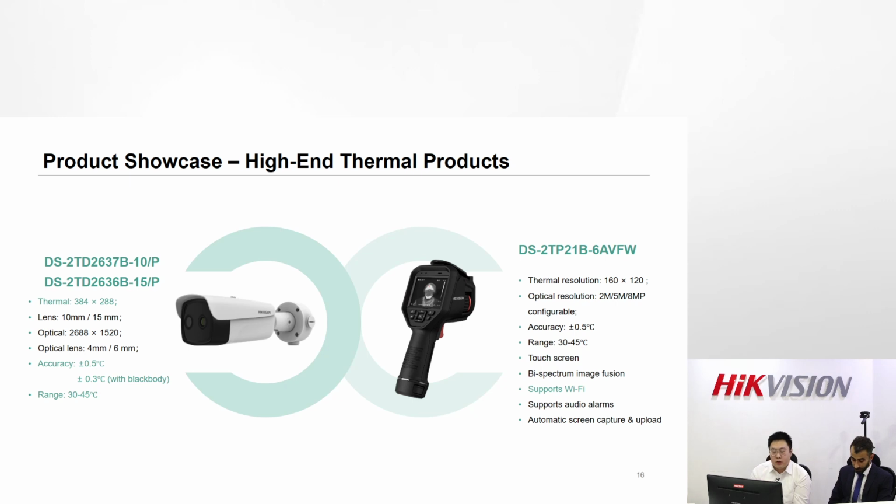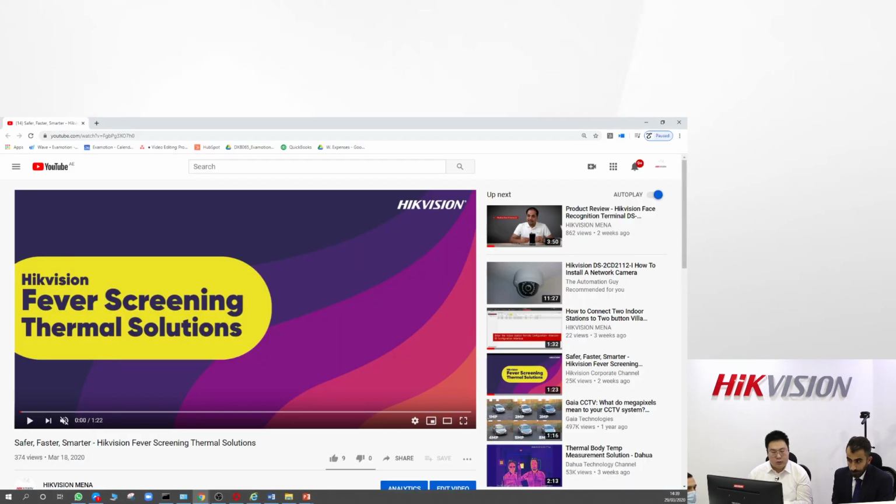Now please allow me to introduce the product showcase. The first part is our high-end thermal product with the models 2637B-10/P and 2636B-15/P. Both of the two cameras can reach a thermal resolution of 384 by 288.